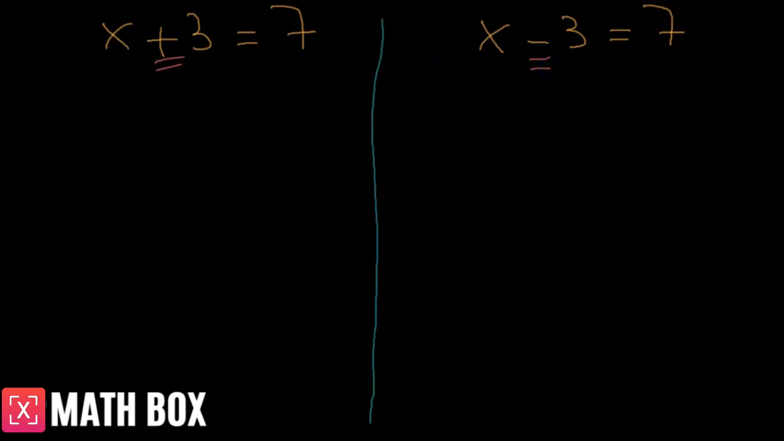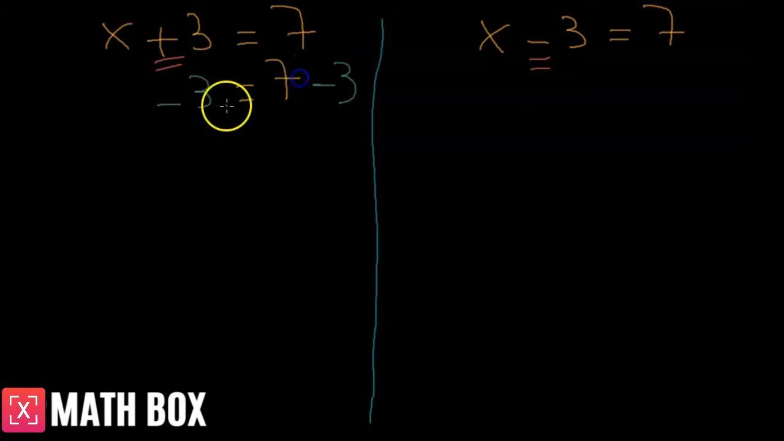So let's start. If here we have plus, then we should subtract the 3, which means that we should do minus 3. And of course I have to do it on both sides. Whatever I do on the left, I should do on the right. So I put minus 3 as well here to keep the balance. So I write everything.